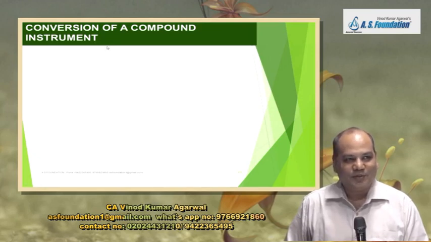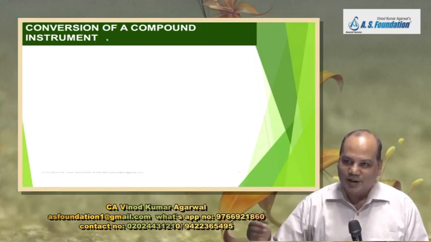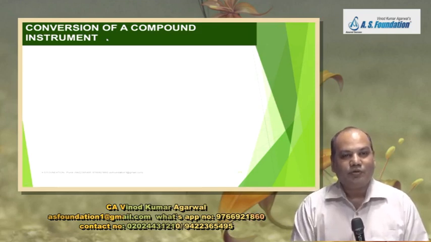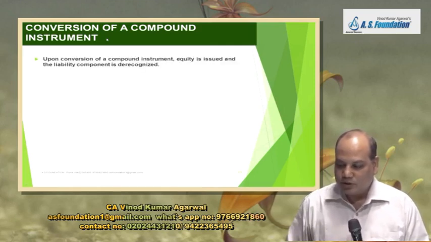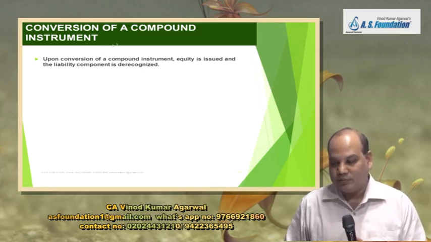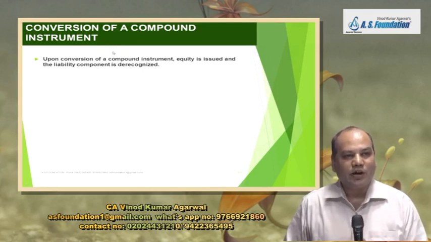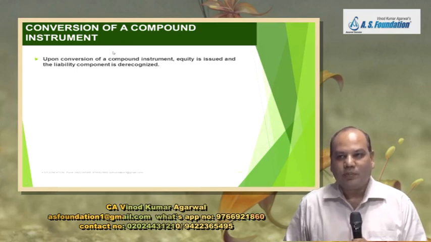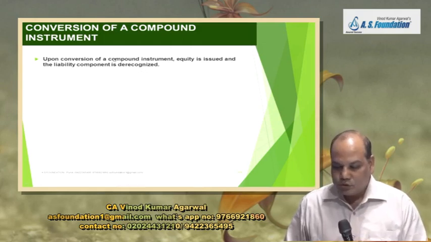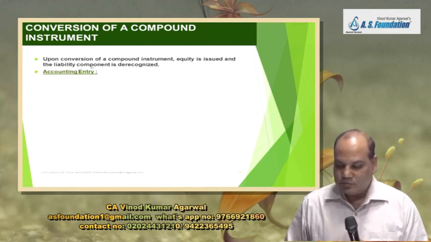Conversion of a compound instrument. You have already passed the entry actually. What is printed here? On the maturity date, when the compound instrument will be converted, you will transfer the liability portion into equity. That's it. And in case you have to pay cash, liability to cash. And the balance in the equity component will be transferred to any other element of equity. Right? So upon conversion of a compound instrument, equity is issued and the liability component is derecognized.